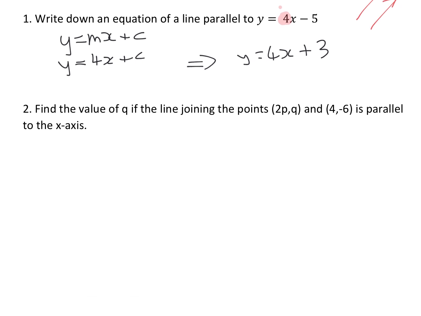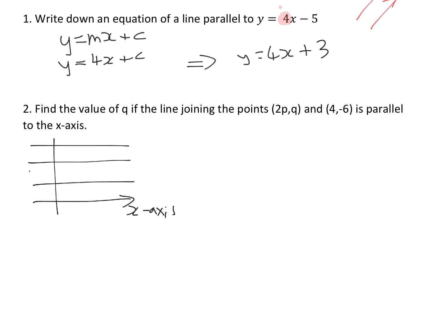Number 2, find the value of q if the line joining this point and this point is parallel to the x-axis. So parallel to the x-axis, what does that mean? Sometimes you'll be lost. Well, in that case, you need to maybe draw it out just to see what's going on. If a line is parallel to the x-axis, that's something like this, or this, or this. These lines are all parallel to the x-axis.